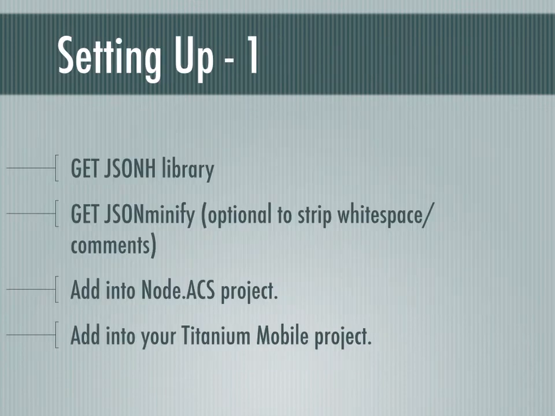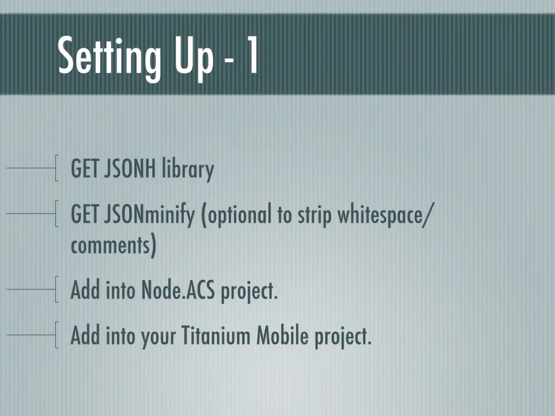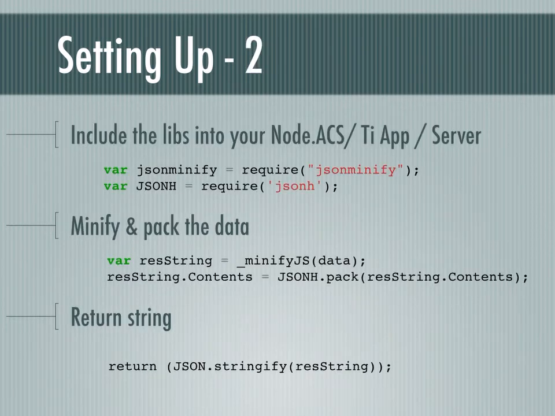Step 1. Get the JSONH library. Get JSON minify. Include the libraries into your Node ACS project. Include the libraries into your Titanium mobile project. Optional step. Go make a freshly ground cup of coffee, tea, or herbal drink of your choosing and enjoy. Step 2. Just goes over some of the specifics around including the project code into your library. They just need to be required in. Reference them so you can call on the libraries when needed.